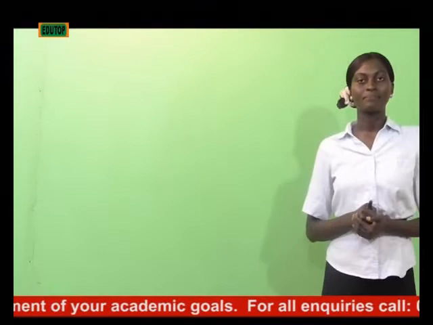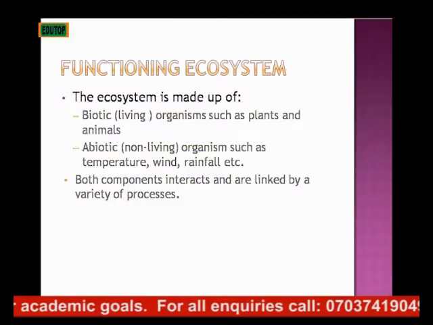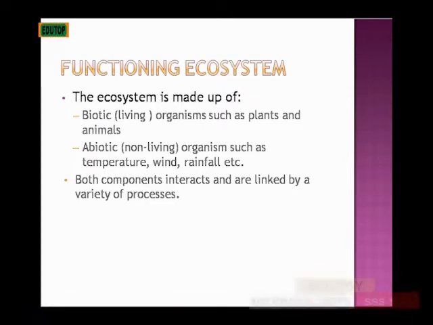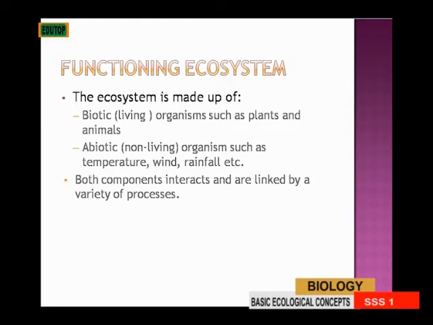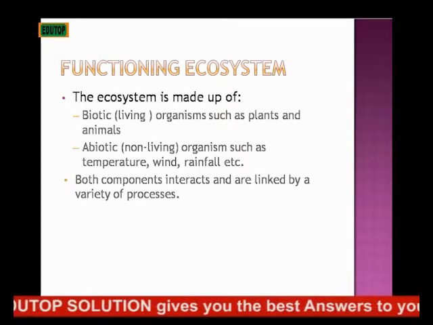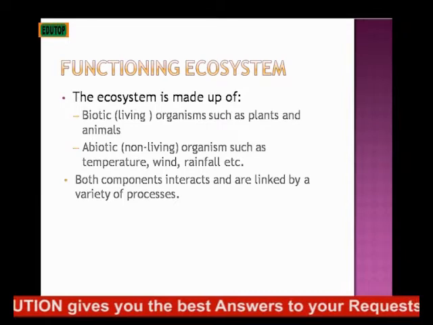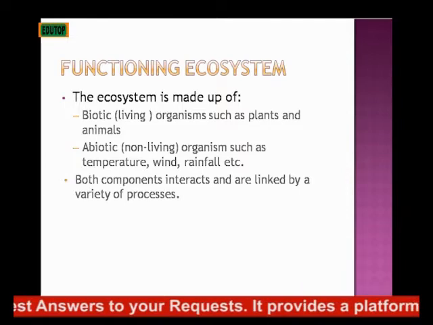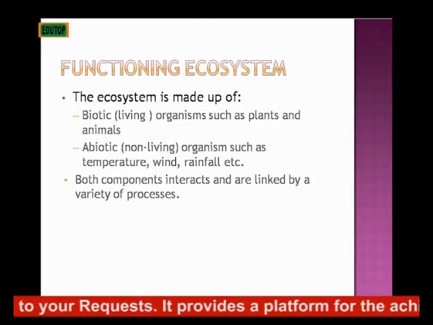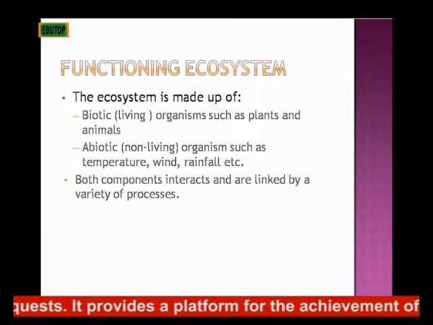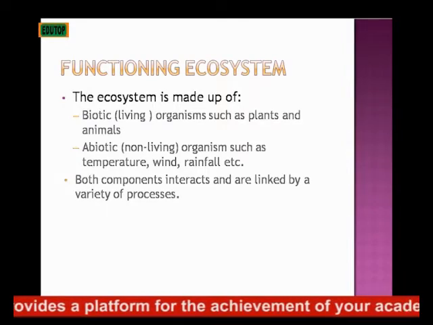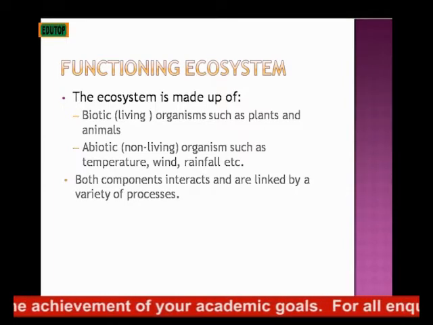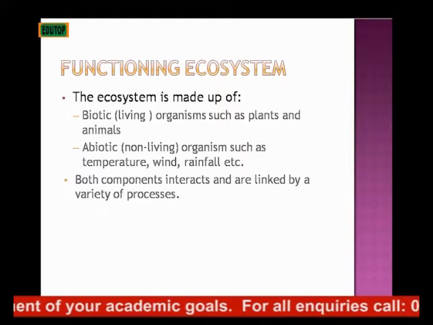Functioning ecosystem. Like I said earlier, the ecosystem is made up of two components, the biotic and the abiotic components. The biotic, I said, are the living components of the environment, which are the plants and the animals, while the abiotic components are the non-living components, and they include temperature, wind, rainfall, light intensity, salinity, pH, and the likes. So biotic factors don't just stay on their own, and abiotic factors stay on their own. They interact. The biotic and the abiotic components of the environment interact. They are linked by a variety of processes.